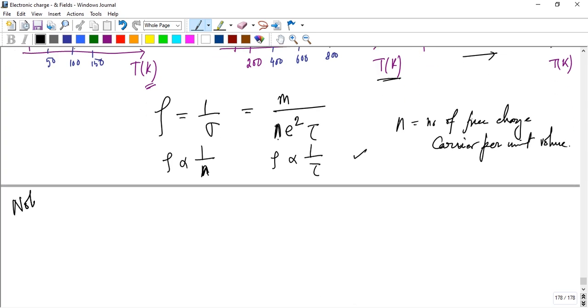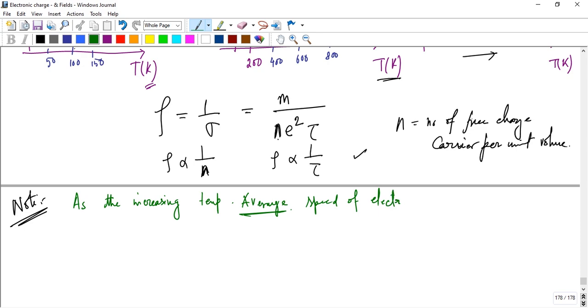Note the very important concept: as the temperature is increased, the average speed of electrons, which act as a carrier of current, increases. So the average speed of electrons acts as the charge carrier of current. That's important.